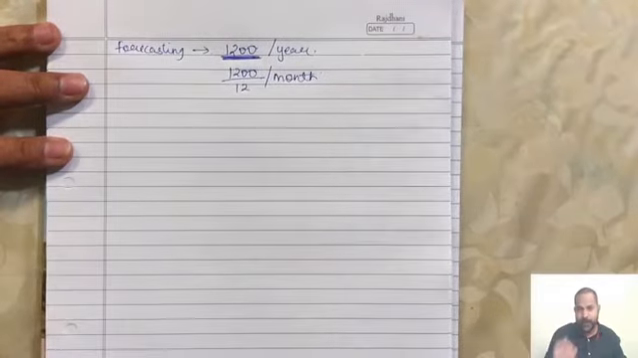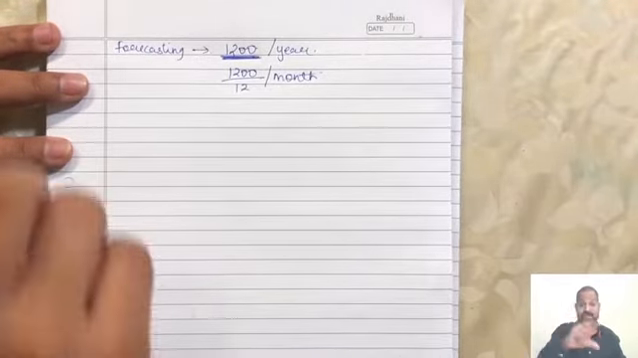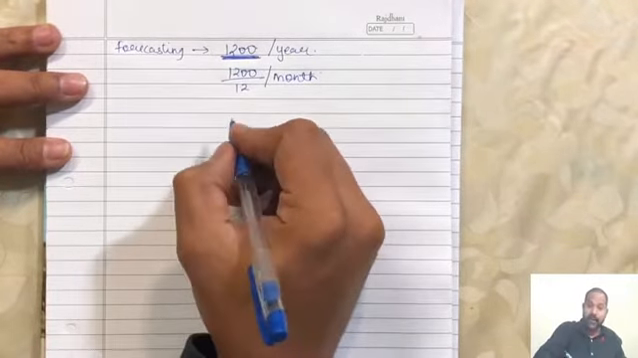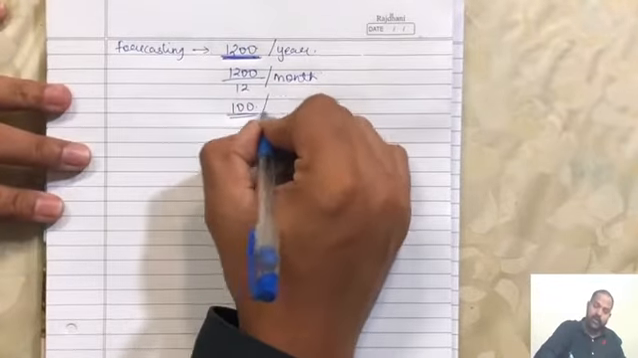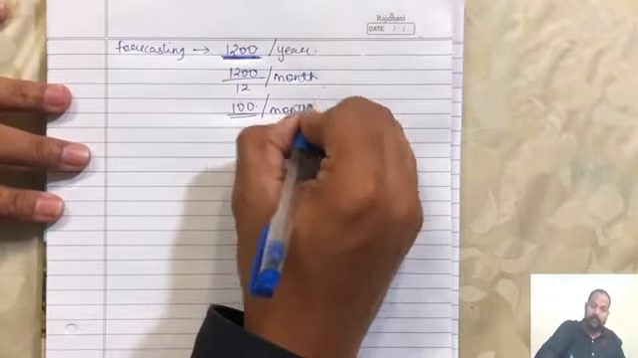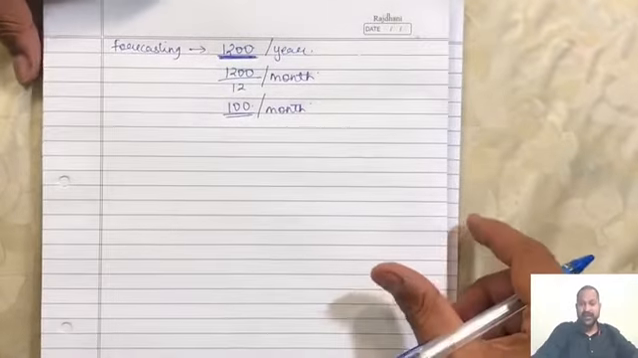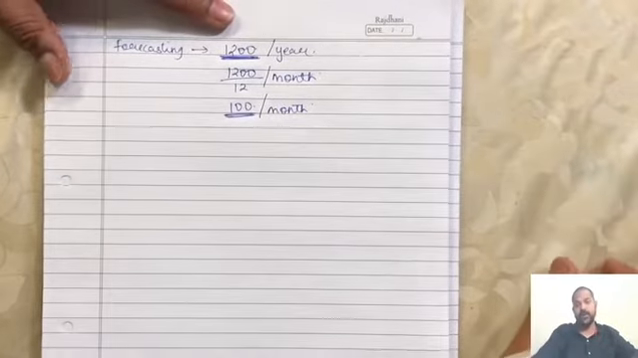Because when I start producing, I will start producing in a monthly fashion. That in this month, this is what I'm going to produce. In this month, this is what I'm going to produce. 1200 divided by 12 is roughly 100 units per month. What does that mean? What it means is that roughly my sales will be 100 units per month.